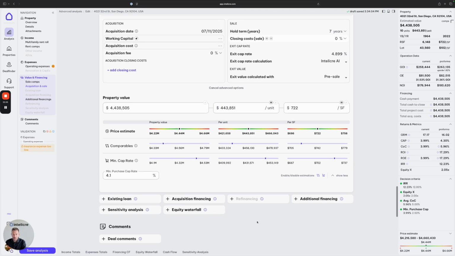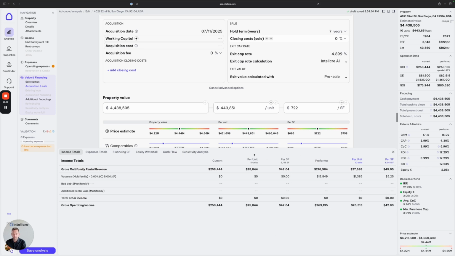Now, a very important point to stress here is at the very bottom of my screen, you see there's income totals, expense totals, financing cash flow. If we click on these, the bottom panel will roll out.